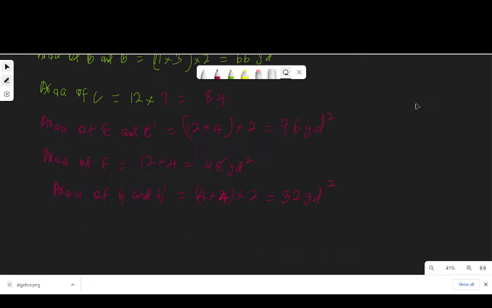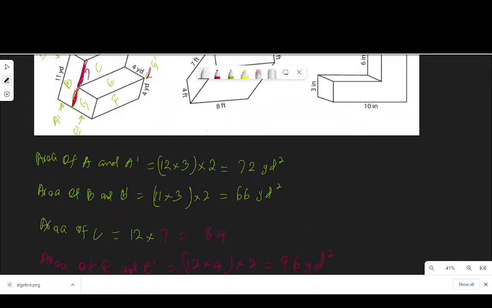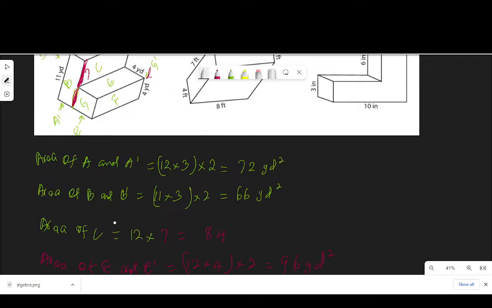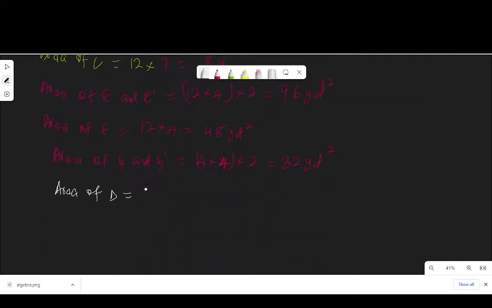The surface area of D. Area of D is equal to... D is right here behind. The length is 12, the width is 11. 12 times 11, and 12 times 11 is 132.